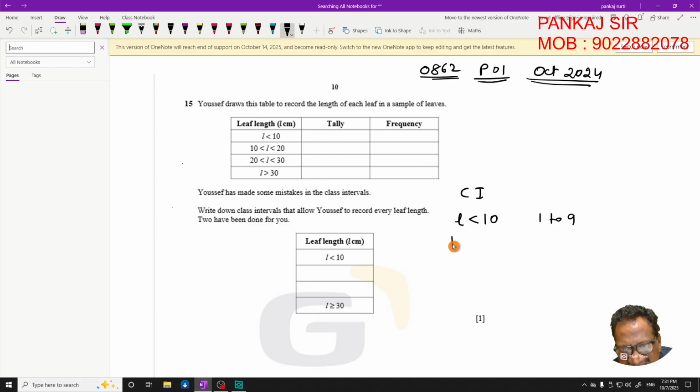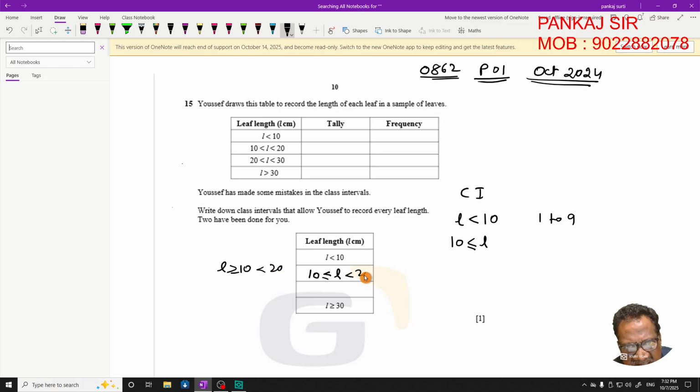So this 10 should go in the second class interval, and for that 10 should be less than or equal to L, or you can say L should be greater than or equal to 10. It should include 10, right? It should be equal to 10 as well as greater than 10. Why? Because in the first class interval 10 was not included, so in the second at least it should be included. So in the second class interval you will have to make this correction: here it was 10 less than L, so make it 10 less than or equal to L. This means that L is greater than or equal to 10, and then less than 20, let it be less than 20 only.